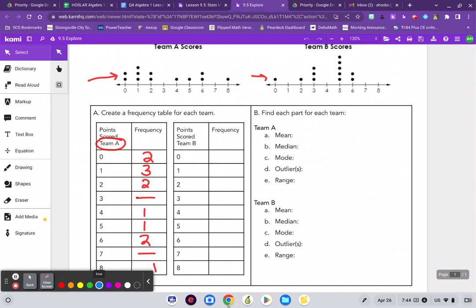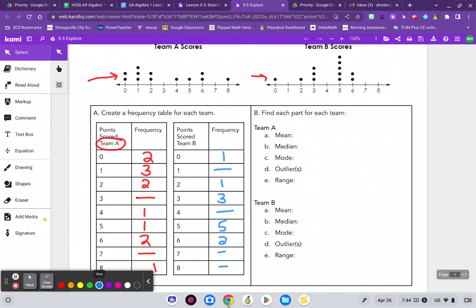All right, let's take a look at Team B. There was 1 game where they scored 0 goals, no games where they scored 1, and there was 1 game where they scored 2 goals, 3 games where they scored 3 goals, no games where they scored 4. There were 5 games where they scored 5 goals, 2 games where they scored 6 goals. Tongue twisters here. And then they did not score 7 or 8 points in any of their games.